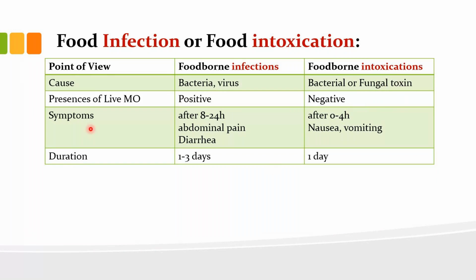In case of infection, symptoms take from 8 to 24 hours, with abdominal pain and diarrhea. In food intoxication, it is rapid because you ingested the toxin itself. It takes a maximum of about 4 hours, and you feel nausea and vomiting. The duration of the disease or symptoms will be from 1 day to 3 days. Here, it will take only 1 day.